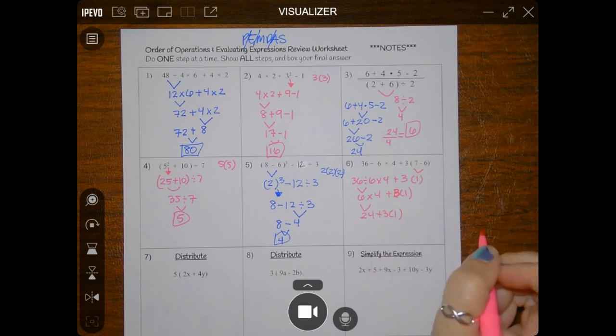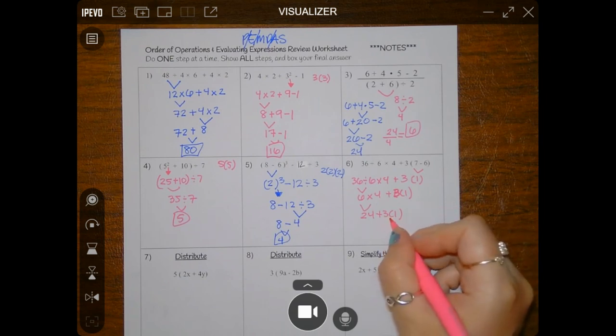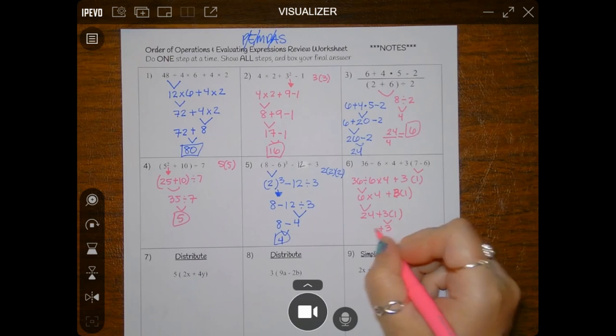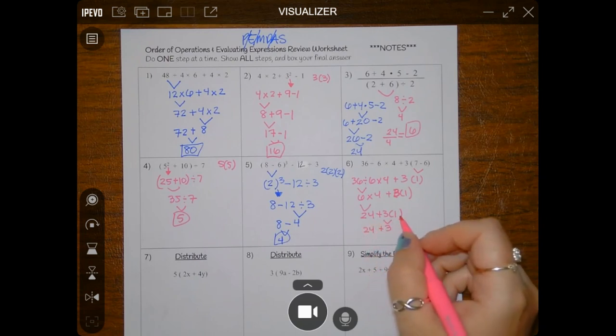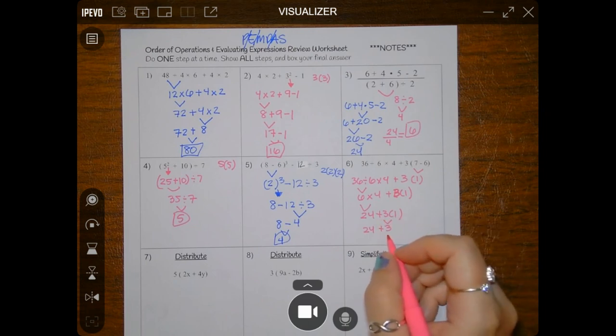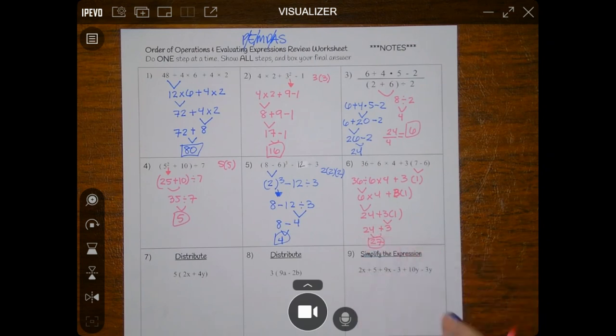And then now when I'm looking, you actually have another multiplication, because when you have a number touching a parentheses with no sign between it, that means that you're going to multiply these. So I want to multiply 3 times 1, which is 3. Okay, so I had to do that before I could add, because remember that multiplying always comes before you do any adding or subtracting. And now finally 24 plus 3, yep, you should have gotten 27 as your final answer for that one. If you did, great job.